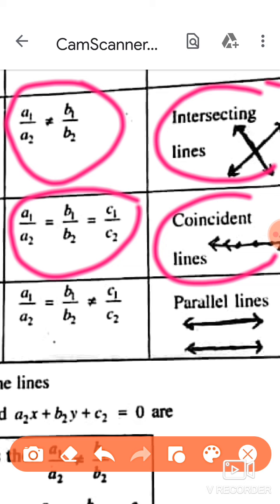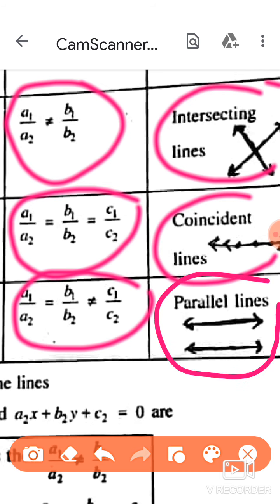The third situation: if a1 upon a2 is equal to b1 upon b2 but not equal to c1 upon c2, means first two ratios are equal but not equal to the third ratio c1 upon c2. In this situation the lines are parallel lines. Since the lines are parallel, they do not intersect each other, and therefore the equations have no solution.